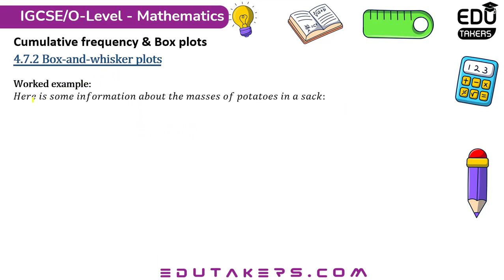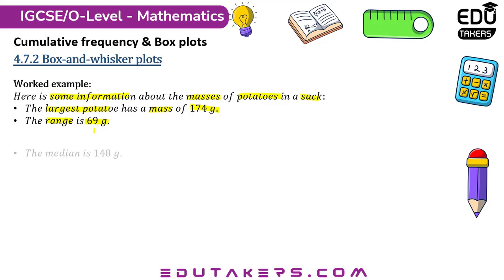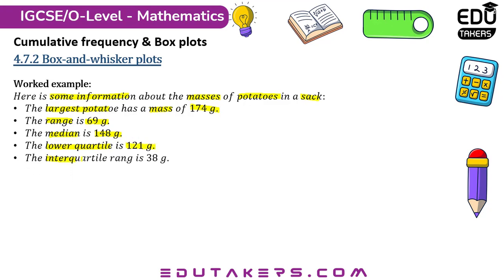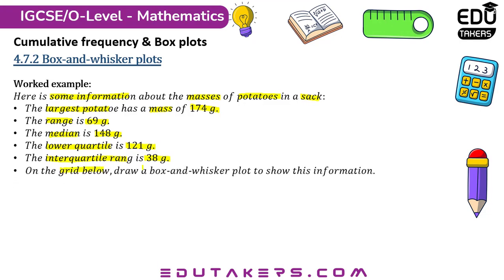Worked example. Here is some information about the masses of potatoes in a sack. The largest potato has a mass of 174 grams. The range is 69 grams. The median is 148 grams. The lower quartile is 121 grams. And the interquartile range is 38 grams. On the grid below, draw a box and whisker plot to show this information.